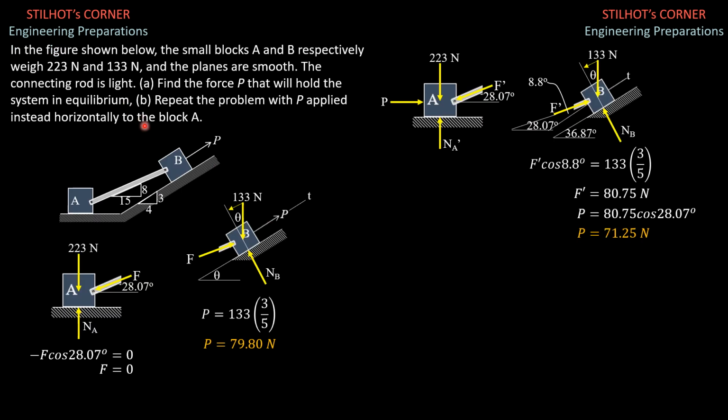So for this second problem, in the figure shown below, the small blocks A and B respectively weigh 2 and 3 newtons, and the planes are smooth. So these planes are smooth, so no frictional resistance. The connecting rod is light, and because the ends are pin-ended, this is a two-force body.